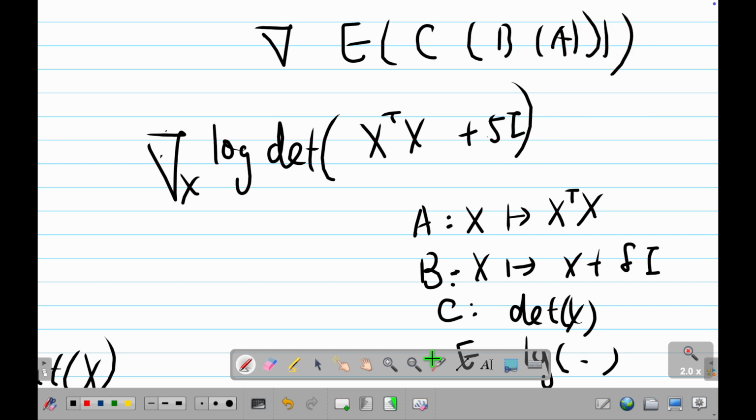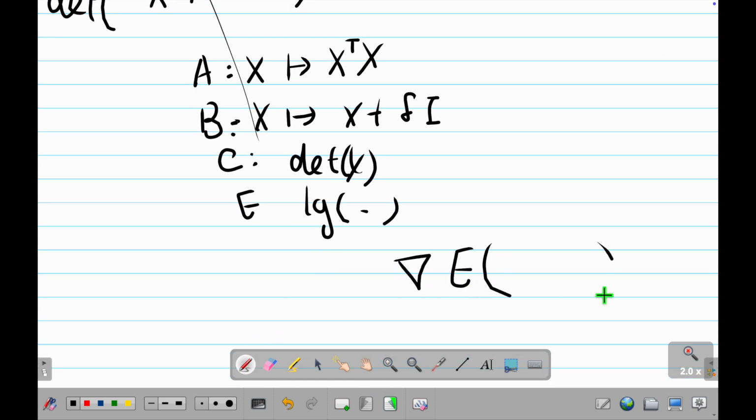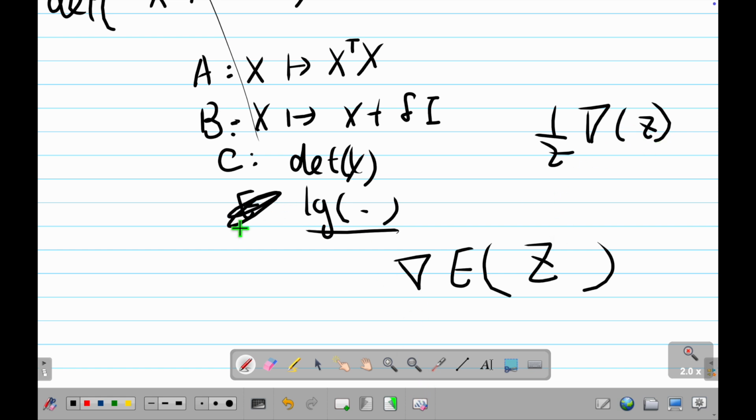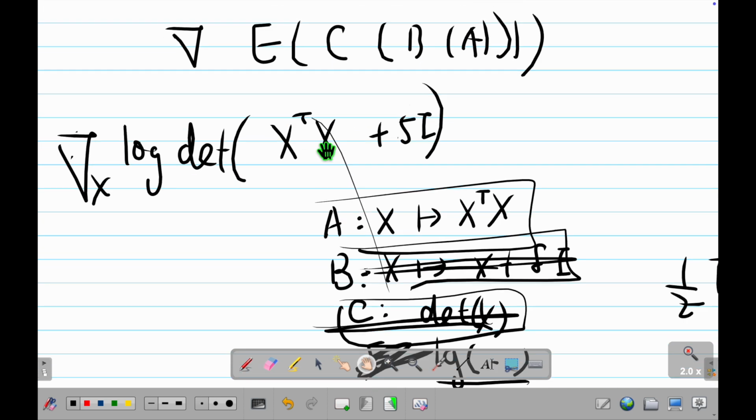Now, I don't care what is inside. I call it Z. Well, log is so easy, 1 over Z, right? Then you have the thing inside. You now remove one layer and do this. Once you finish it, you remove this layer, do this, and then you remove this layer and do this, then you finish. This is the thing we need to know.